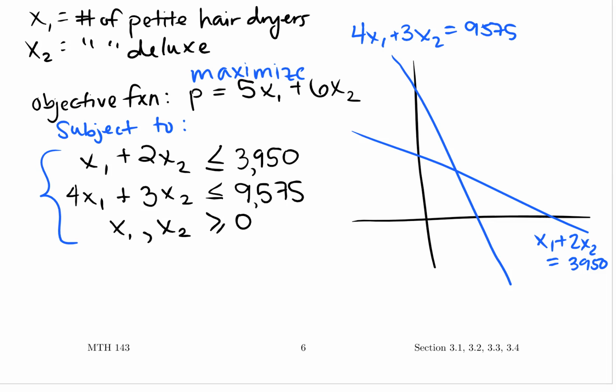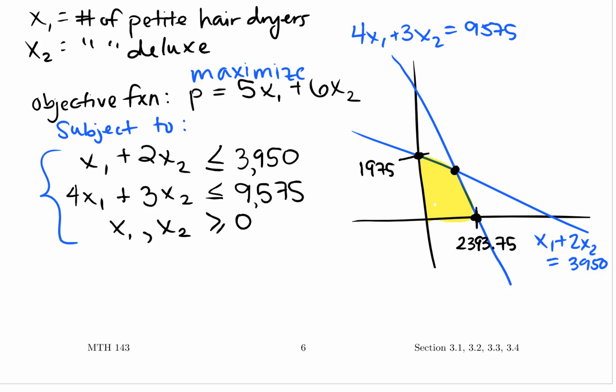When I graphed the lines, I was able to get the x and y intercepts for them. So this is at 1975, and the x-intercept down here is at 2393.75. And we are going to need this corner because our feasible region turns out to be this bounded region close to the origin right there. So our feasible region came out in here.